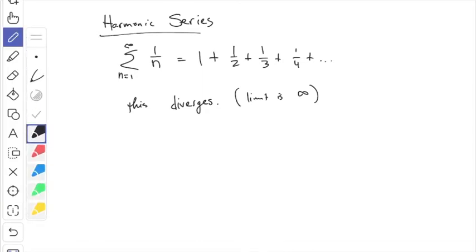What you have to do is look at, of course, the partial sums, right? S1 is just the first thing. S2 is the first plus the second, right? S3 is the first three: 1 plus a half plus a third.